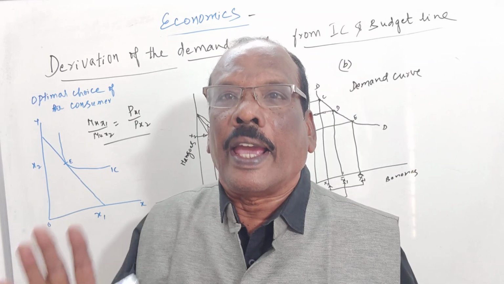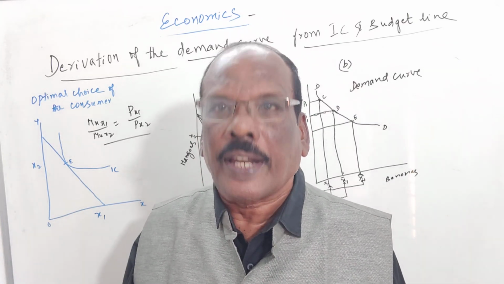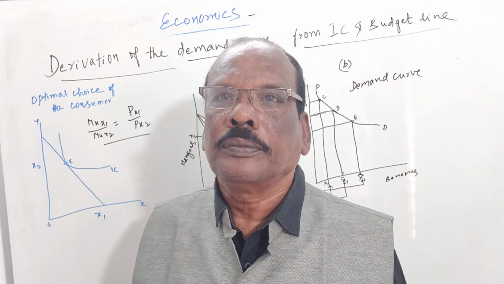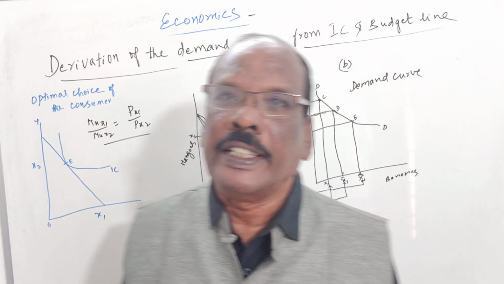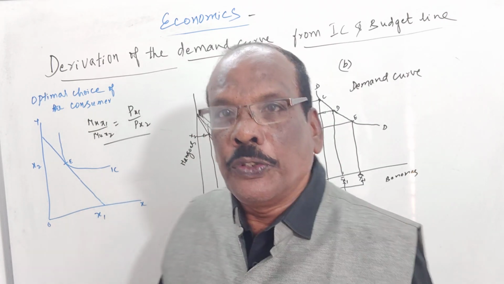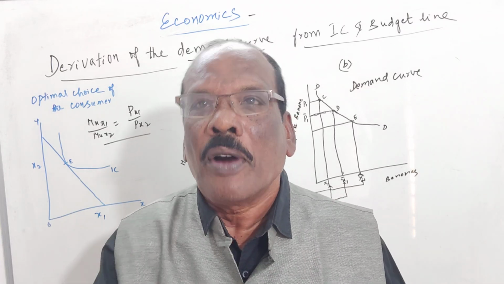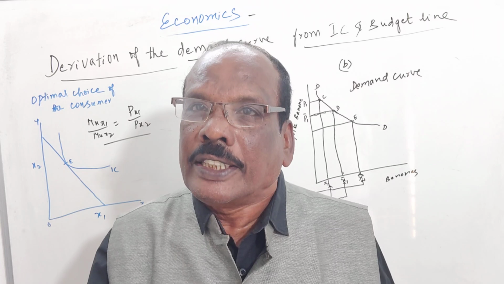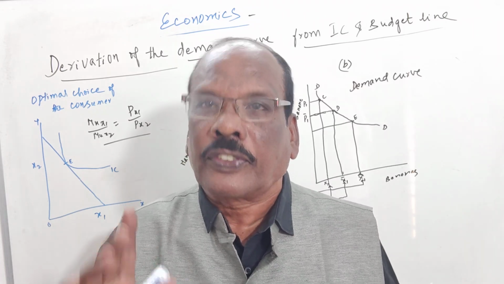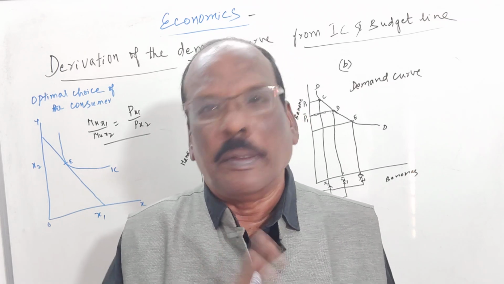That does mean a consumer attains equilibrium, or he maximizes his satisfaction, when the budget line is tangent to the indifference curve. Using the same technique, we have to derive the demand curve. Demand curve slopes downwards because it represents inverse relationship between price and demand.